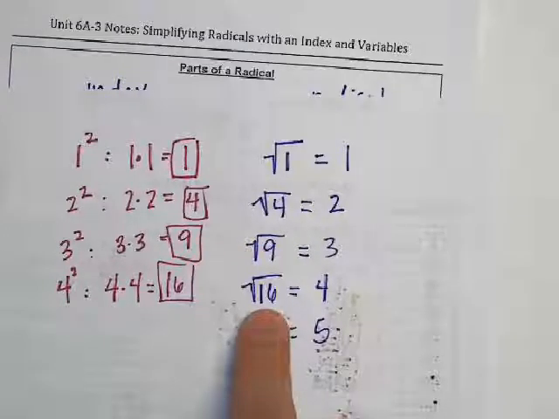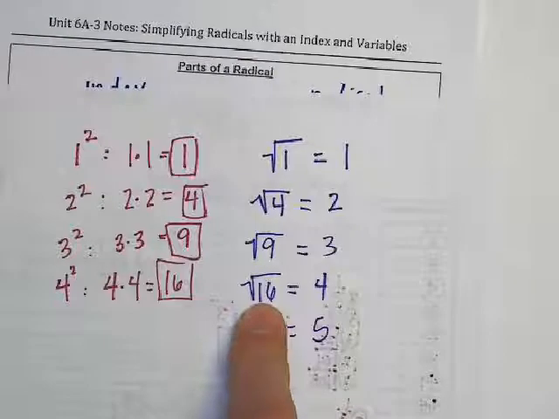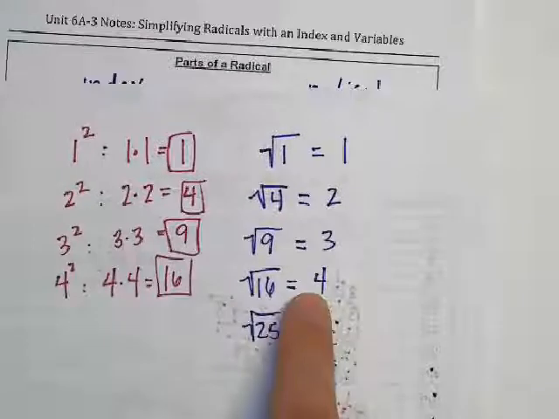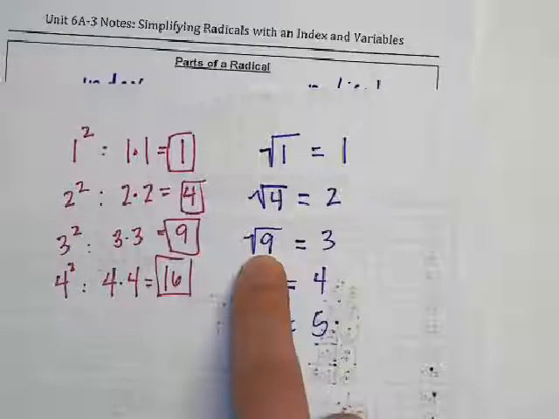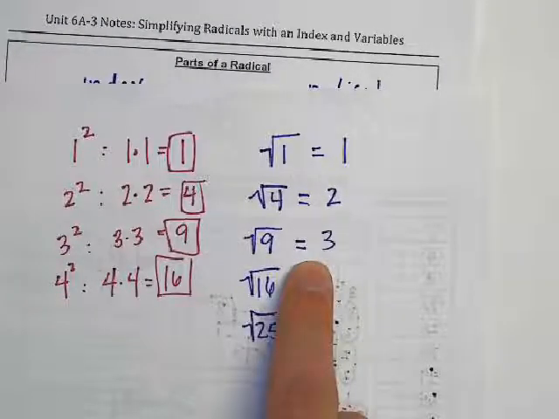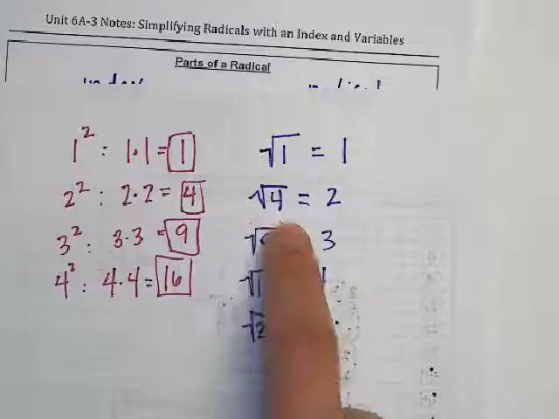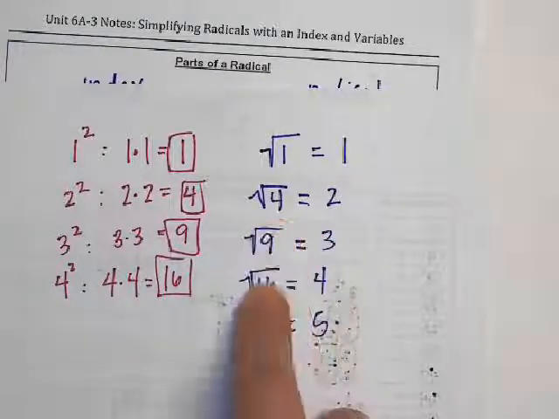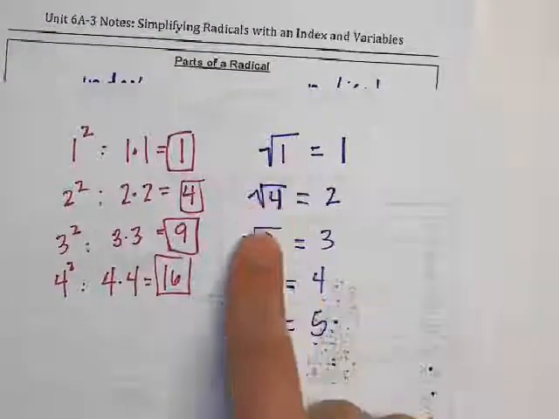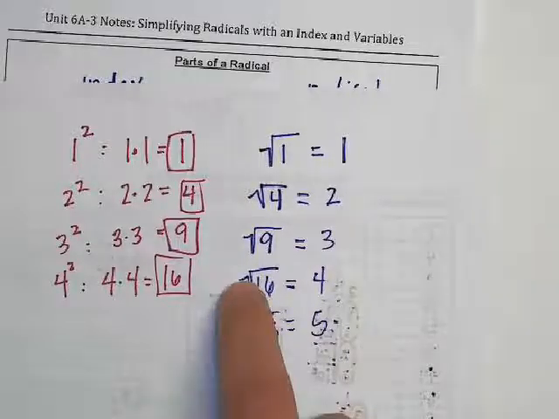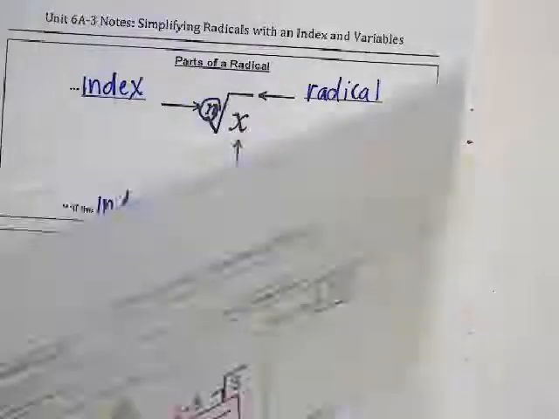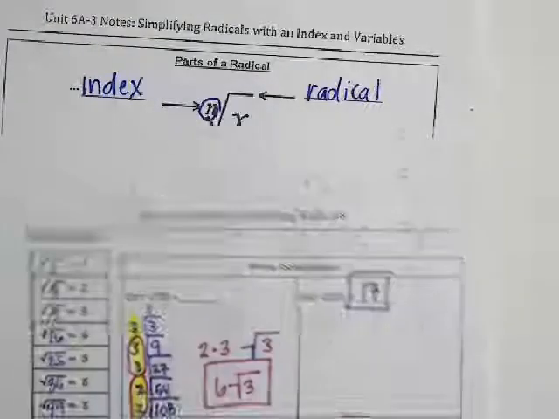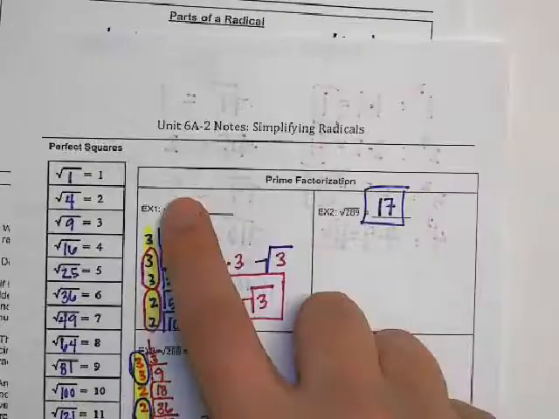The opposite of squaring something is square rooting it. So if I square root 16, then my answer is 4, because 4 times 4 gives me 16. The square root of 9 is 3. 3 times 3 is 9. Square root of 4 is 2. 2 times 2 is 4. So notice that none of these square root symbols have a little number out here like the new notes today do, right?